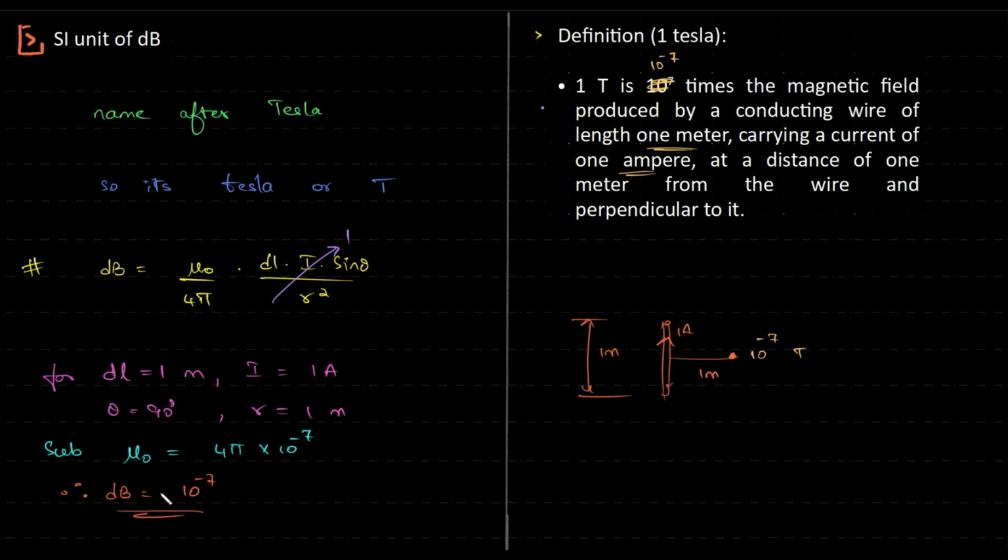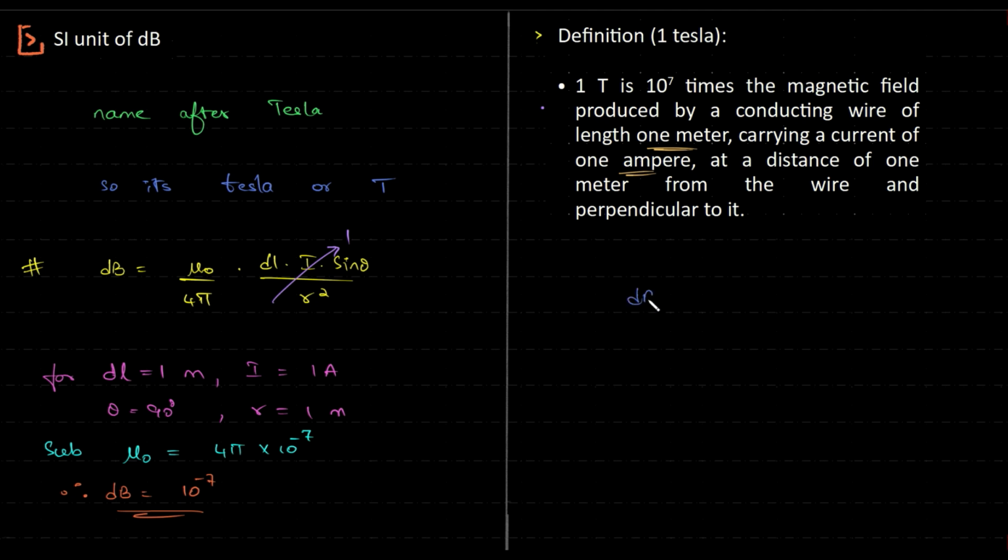For it to be 1, a simple cross multiplication, and we end up that 1 Tesla is 10 to the power of, actually, sorry, it has to be so. 1 Tesla is 10 to the power of 7 times the magnetic field produced by a conducting wire. Makes sense. So let me show this. I'm using proportionality. Sorry, I kind of confused you guys.